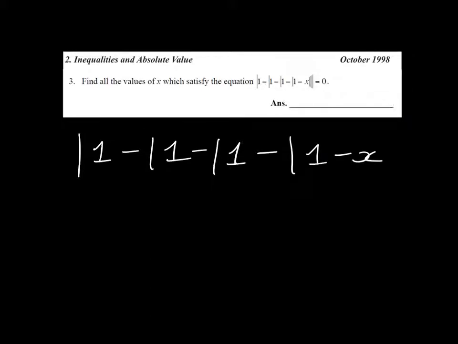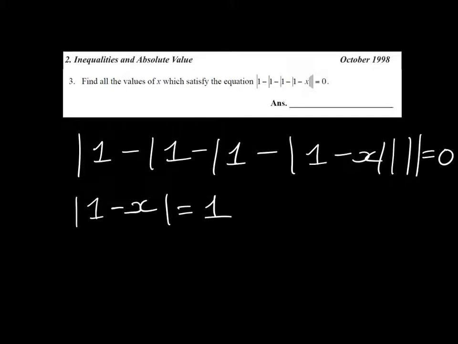Okay, here is a 5-pointer from October 1998 under the category inequalities in absolute value. So we need to find all values of x such that this is true. So let's work with a smaller example to see what this means. So the absolute value of 1 minus x is equal to 1.